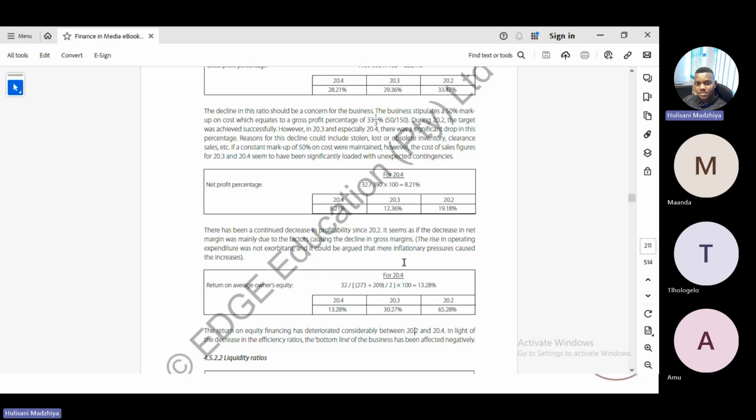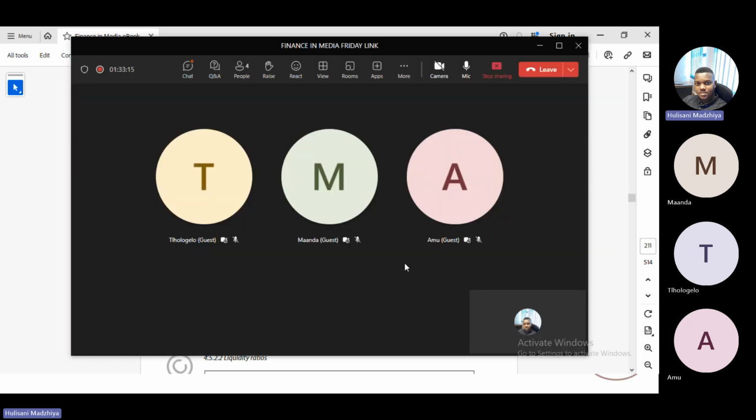So any questions, guys? I think this brings us to the end of today's lesson, which means that we'll still be a chapter behind until we complete lesson number 20, which is financial, part B, which is talking about liquidity ratio. I think we'll do this in class next week. So any questions? Tulefelo, Manda, Amo, do you guys have any questions?